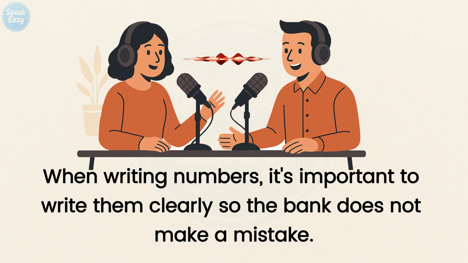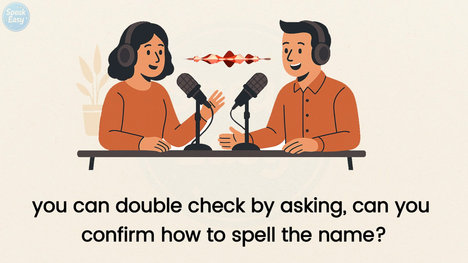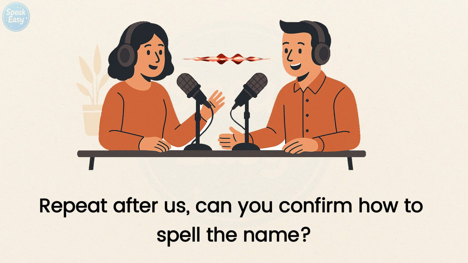When writing numbers, it's important to write them clearly so the bank does not make a mistake. If you are not sure about the spelling of the recipient's name, you can double-check by asking, "Can you confirm how to spell the name?" Repeat after us. Can you confirm how to spell the name?